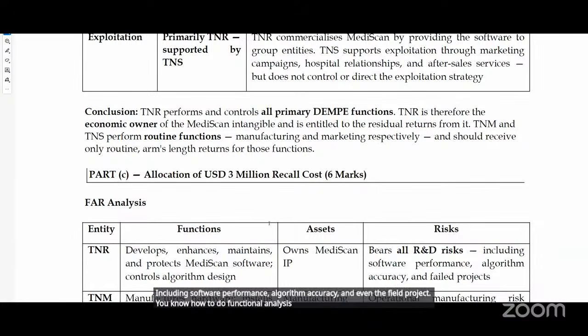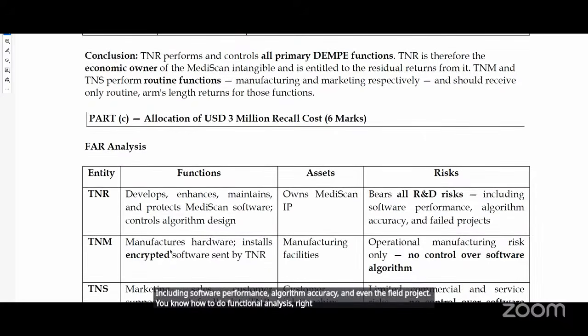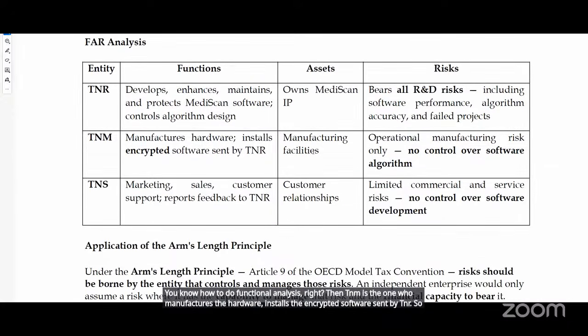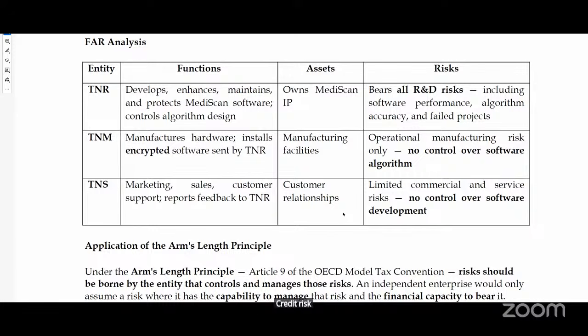Then TNM is the one who manufactures the hardware and installs the encrypted software sent by TNR. So he only uses the assets and manufacturing facilities. The only risk he can face is operational manufacturing risk, with no control over the software algorithm. Then we have TNS. He does the marketing, the sales, the customer support, and reports feedback to TNR. So customer relationships are the particular assets. He has limited commercial and service risk, or only marketing risk, or the risk that customers may not pay, liquidity risk, credit risk, and maybe they cannot raise funds. So this is the functional analysis.